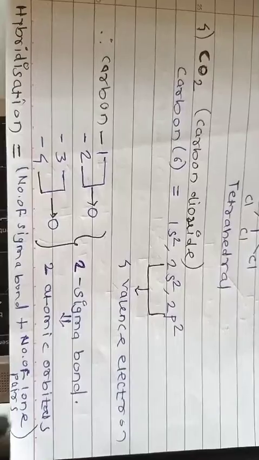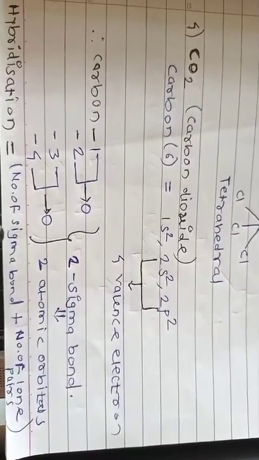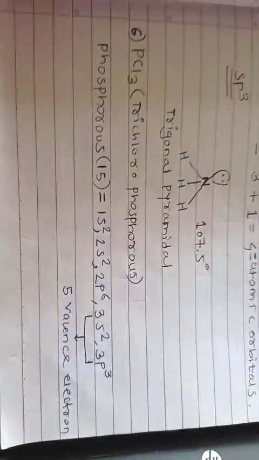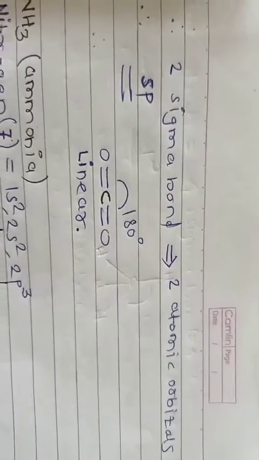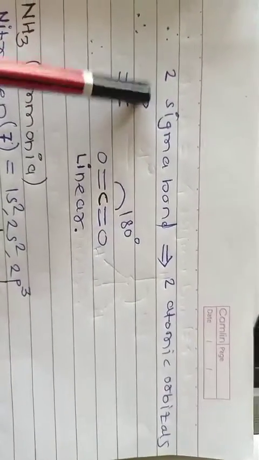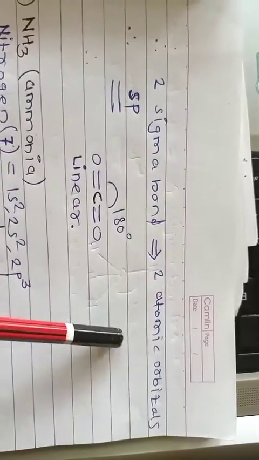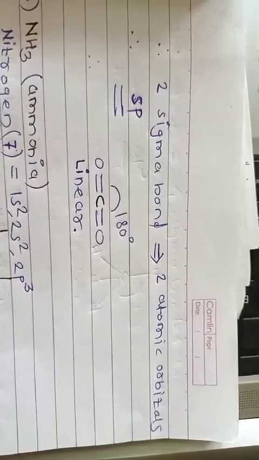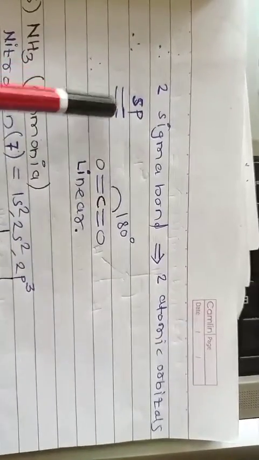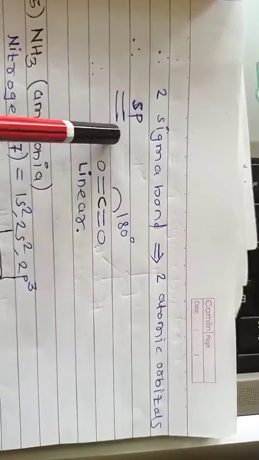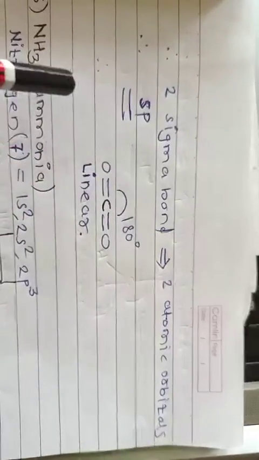In this example there are no lone pairs, so only sigma bonds; we can put the two sigma bonds in the formula. Two sigma bonds means two atomic orbitals. Therefore the hybridization of carbon dioxide is sp, only sp, that is two atomic orbitals.